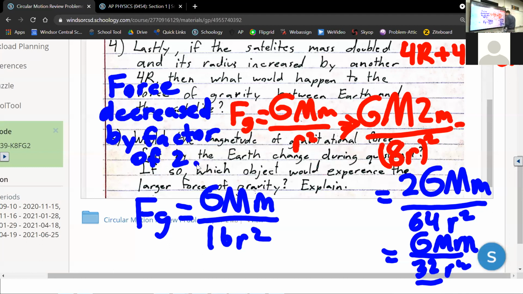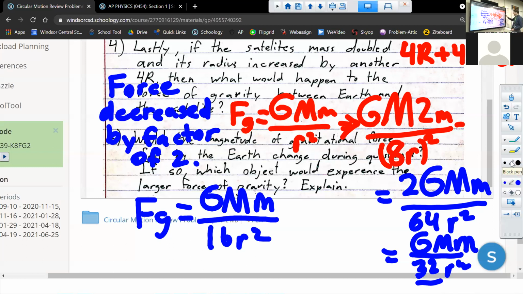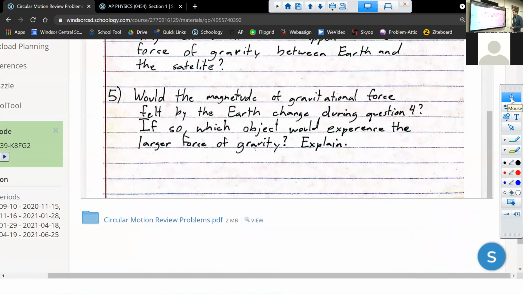Okay. So no questions, all good? And then last was a special one. Would the magnitude of the gravitational force felt by the Earth change during question 4? So I changed the mass of the satellite and I changed the radius the satellite's at. Did the force of gravity affecting Earth change?